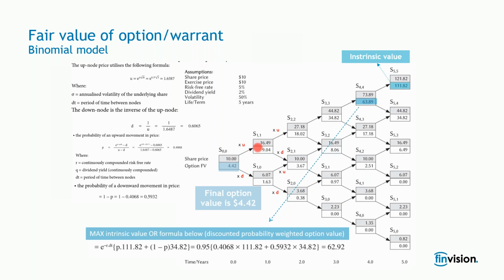So it's a present value. And the 4.42, which is the fair value of my option, is a discounted value of all the different exercise prices, the nodes here, multiplied by its probability. So it's a weighted fair value of all the different possibilities that you may have in movement of stock price.